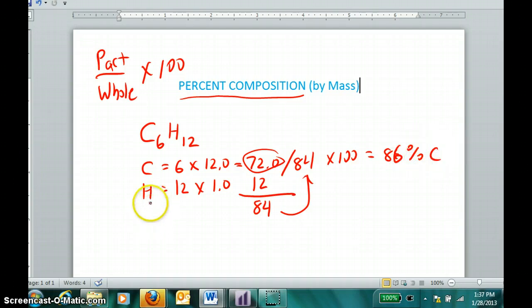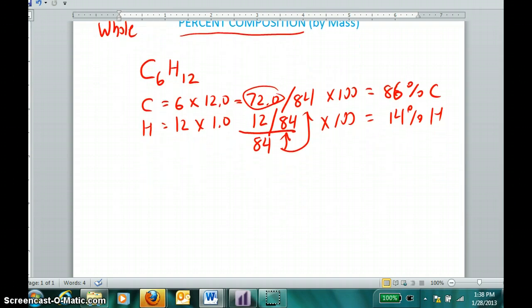So of course, there are two ways to calculate the percent by mass of the hydrogen in the compound. We could either realize that if this is one part and there are only two elements, the other part, 14%, must be hydrogen, using the law of unity. The two parts have to add up to the whole. Or we could do the same thing for the hydrogen that we just did for the carbon. Take the part of the mass, 12 atomic mass units, and divide by the whole mass of the compound, 84. Multiply by 100, and with two digits you'll get 14 this way as well.